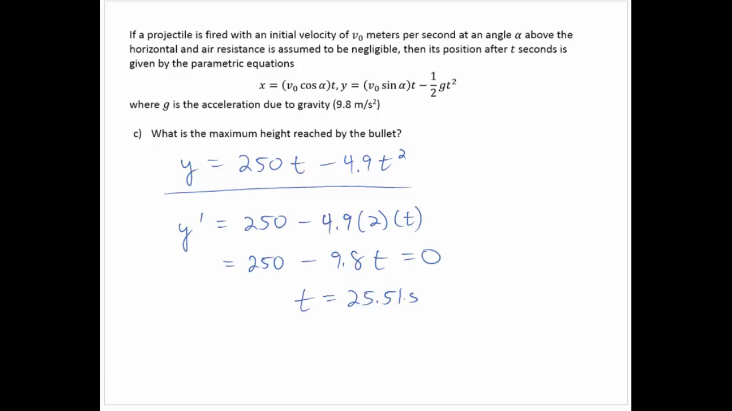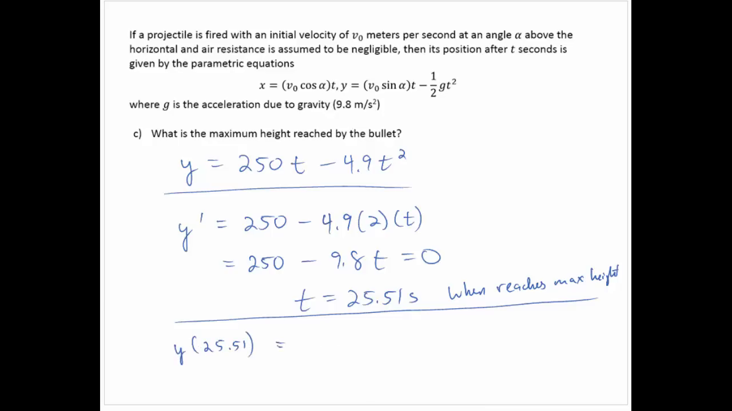So this is when it reaches maximum height. But we're asked for the actual maximum height of the bullet. So now we calculate what y of 25.51 is. That would be 250 times 25.51 minus 4.9 times 25.51 squared. And that's about 3,190 meters. That's the max height.